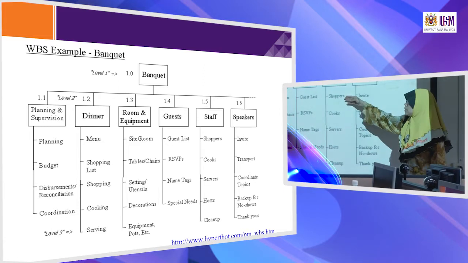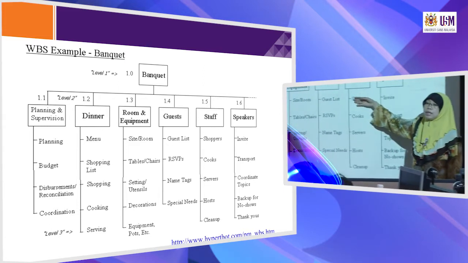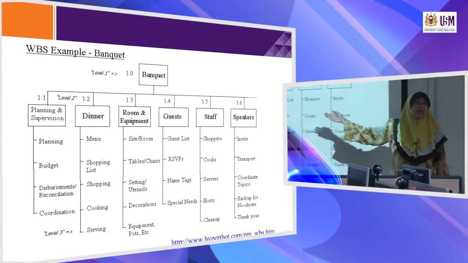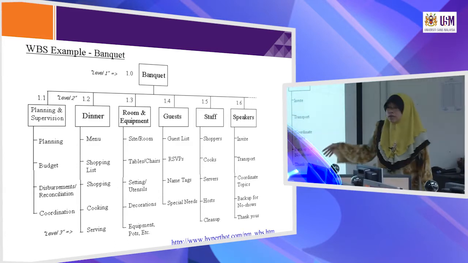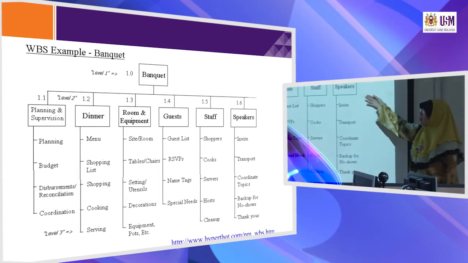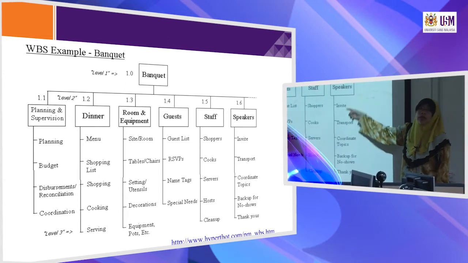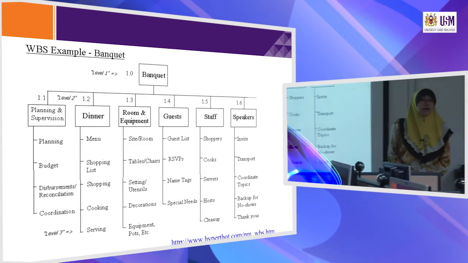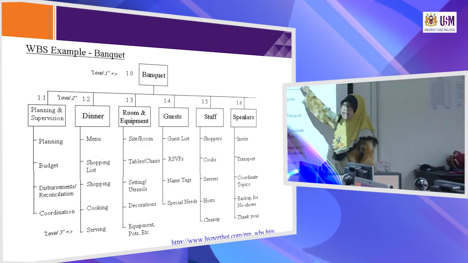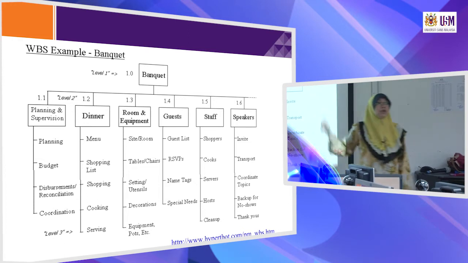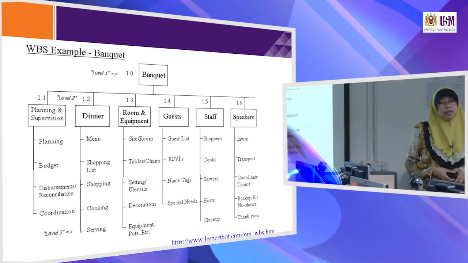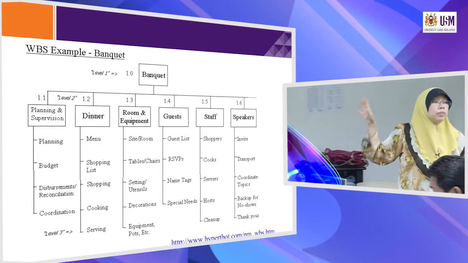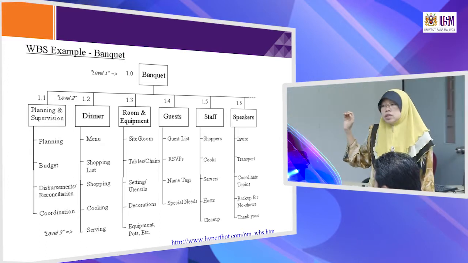Shoppers, for example, maybe the student helpers for cleaning, managing and so on. And speakers: who's going to invite, arrange transport, coordinate topics, and so on. So this is the package. So who is going to manage the package for the speakers? This is how you are going to organize your WBS for your seminar.